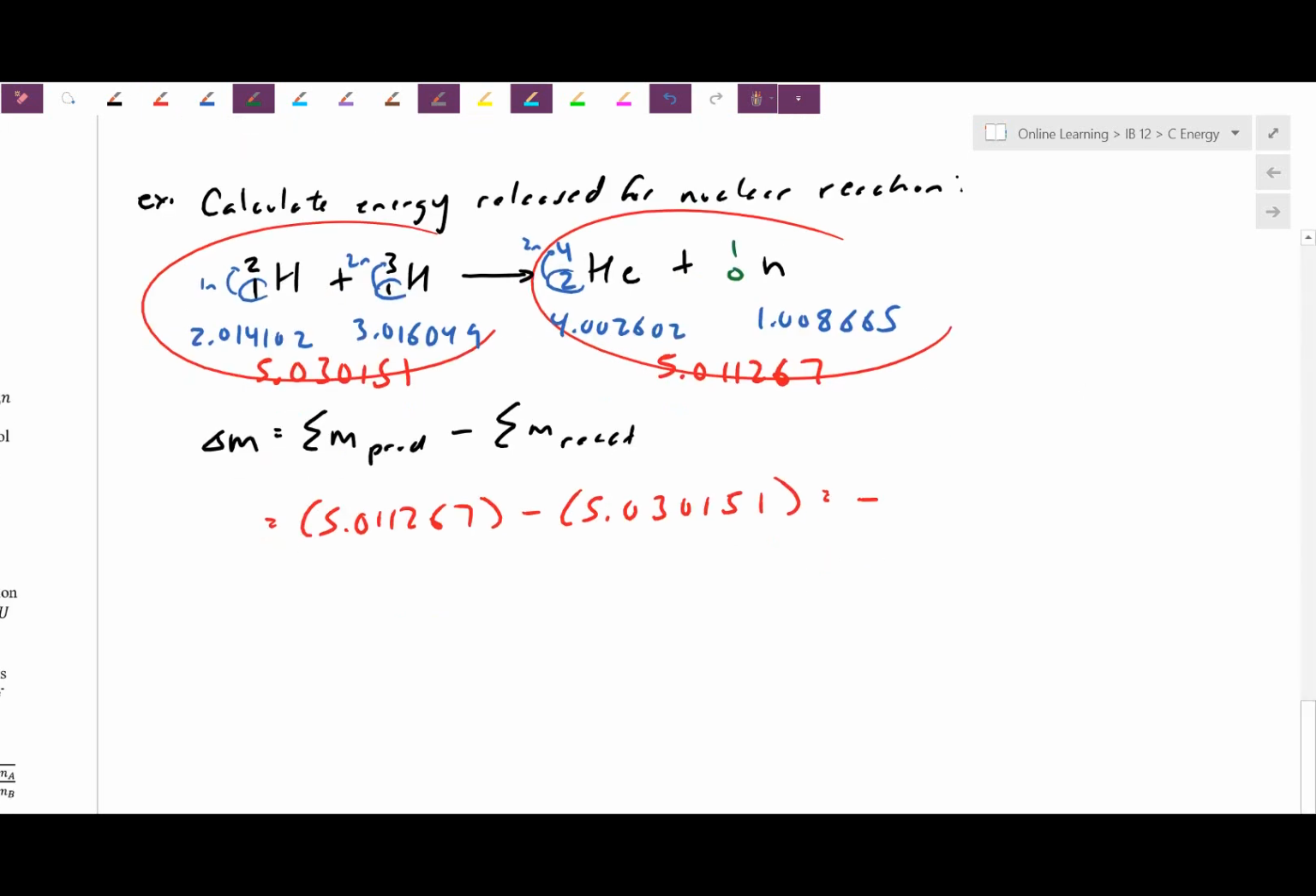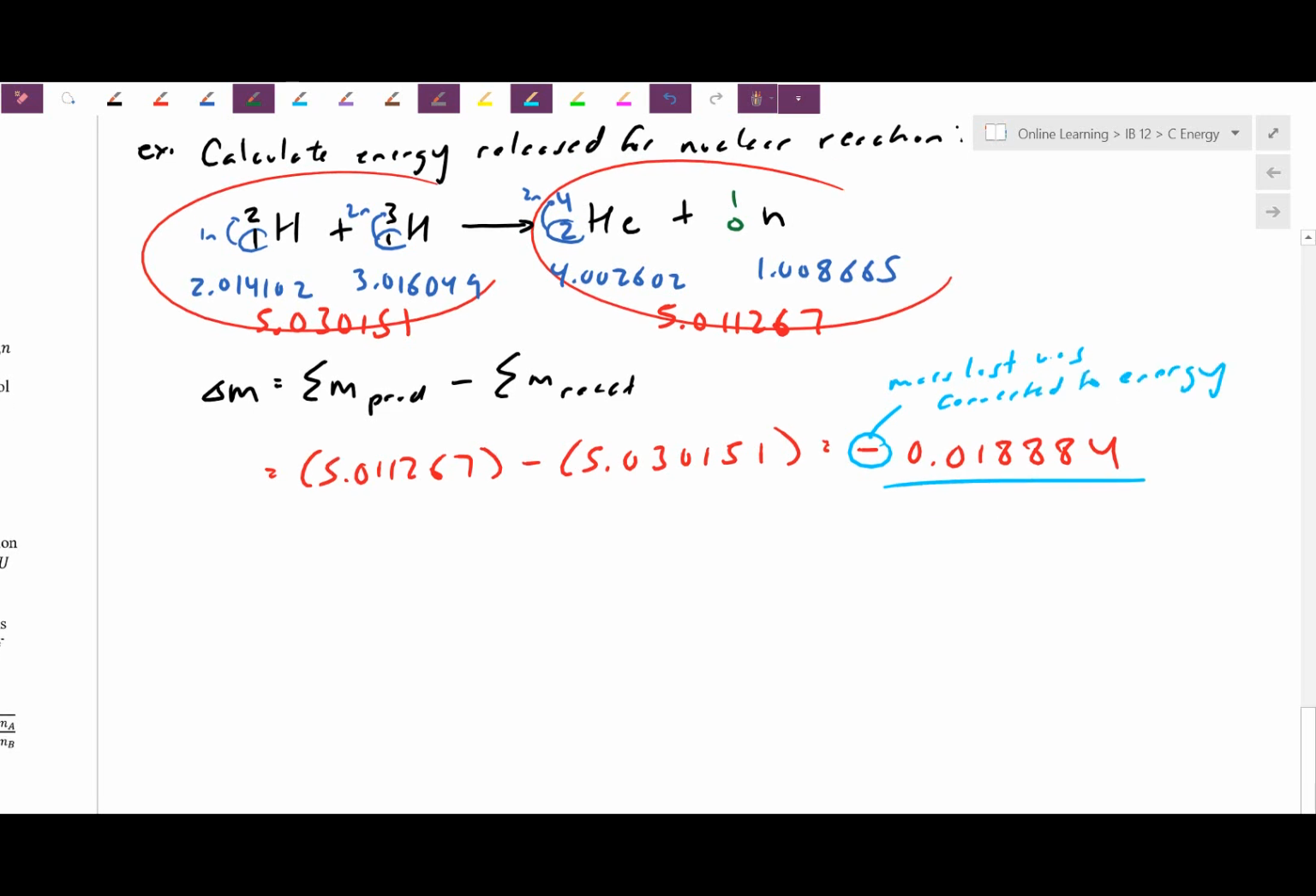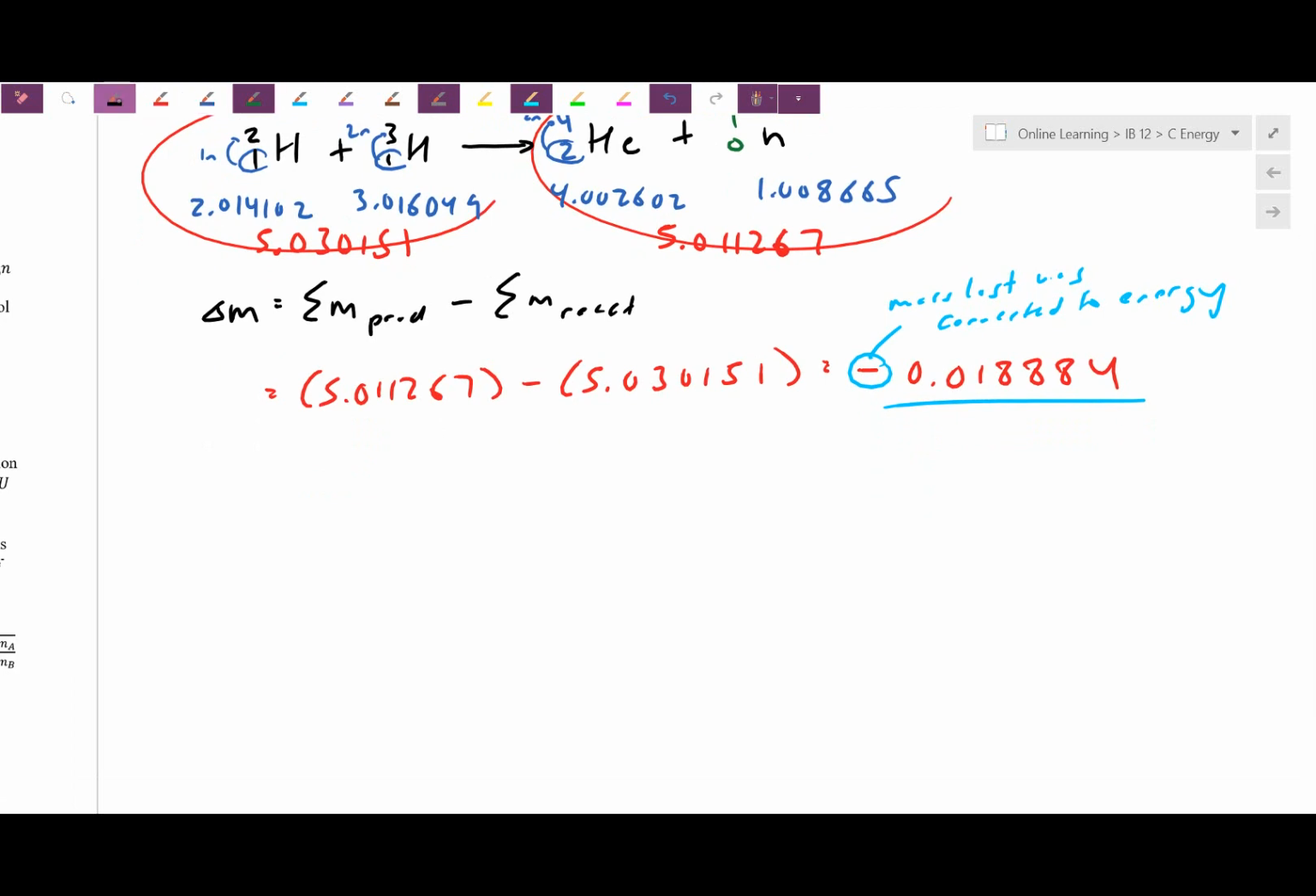I'm getting here, I have lost a mass of 0.018884. I'm not worried about this negative here because I know mass lost was converted to energy. It's more so the size of it, how much mass was actually conserved that I'm interested in. So for here, this one is currently in atomic mass units. We're going to need the conversion. One atomic mass unit is 1.66 times 10 to the negative 27.